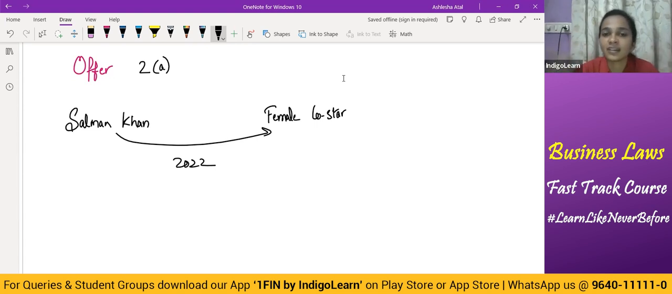Now, is it necessary for this female co-star to respond here? Does she have to say yes, no, okay, fine? Does Salman Khan want her consent here? He has only expressed his willingness. So, is her response mandatory over here? No, ma'am. Not required.